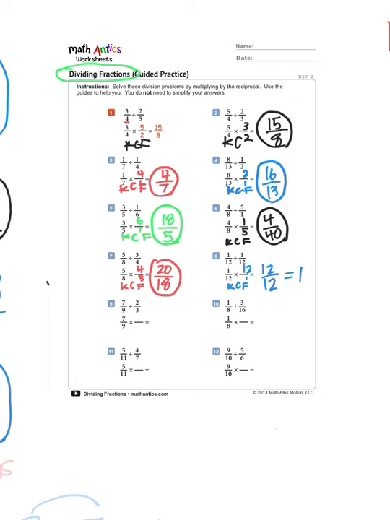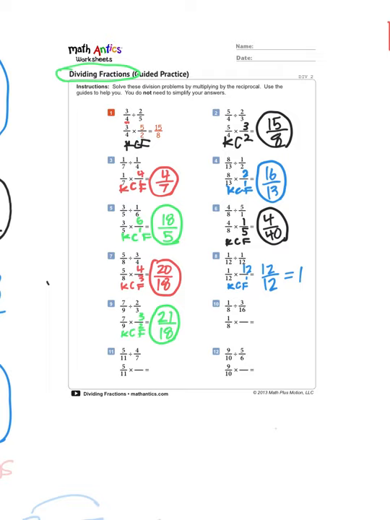Final answer. Number 9, 7/9 divided by 2/3. I'm going to keep 7/9, change division to multiplication, and we're going to flip 2/3, making it 3/2. When I multiply 7 times 3, I have 21/18. Final answer, since we do not have to simplify.